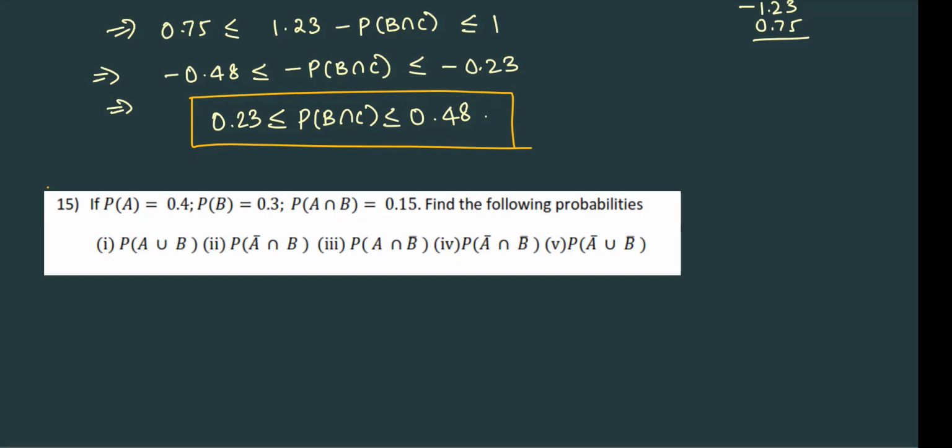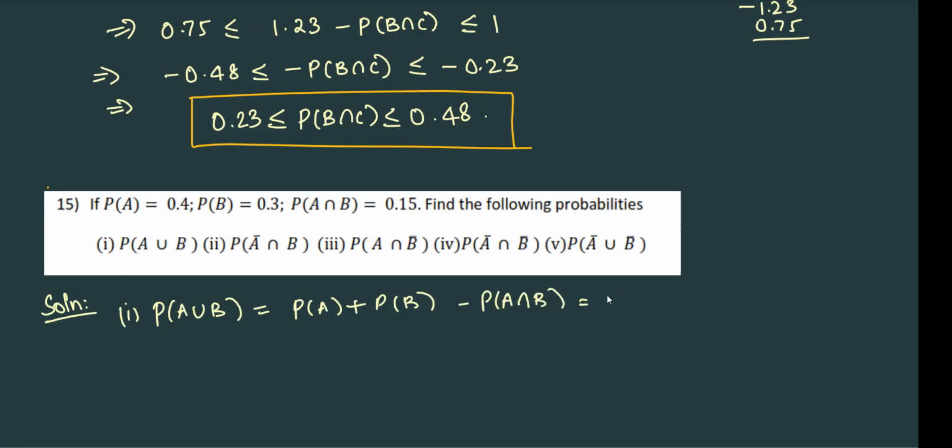Okay, many of you have done it correctly. Directly it is given. So first one is P of A union B is P of A plus P of B minus P of A intersection B. So this is 0.4 plus 0.3 minus 0.15. This is 0.55. So 0.7 minus 0.15, 0.55.